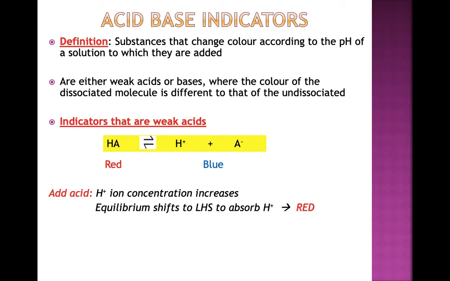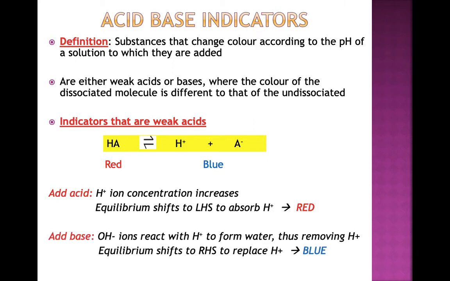What would happen then if you were to add some OH minus ions? So if you were to add a base, it's a funny one this. The OH minus ions will actually react with the H plus on the right hand side, and they'll form water. Now the net result of that is that they're reducing the amount of H pluses on that right hand side, and from our study of equilibrium we know that the equilibrium will shift to counteract that change, so it will move over towards the right in order to produce more H pluses. So the colour change will be to blue.